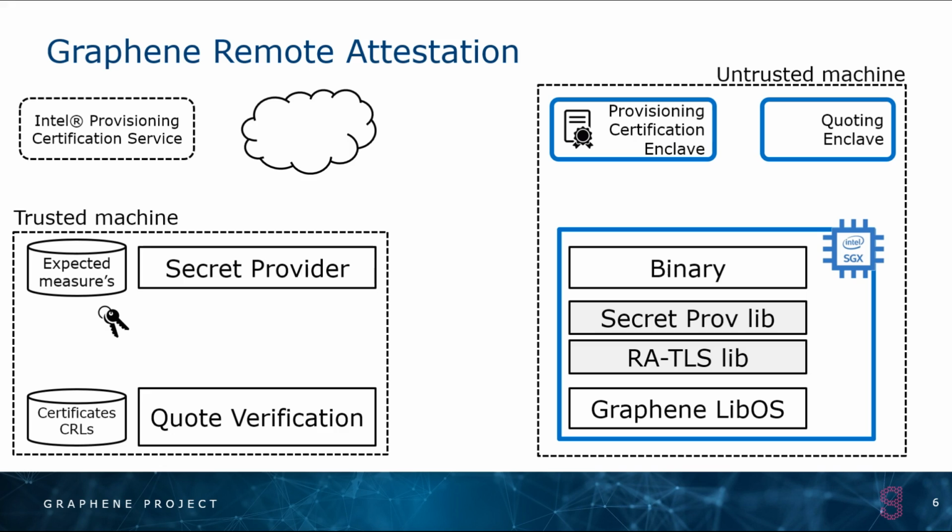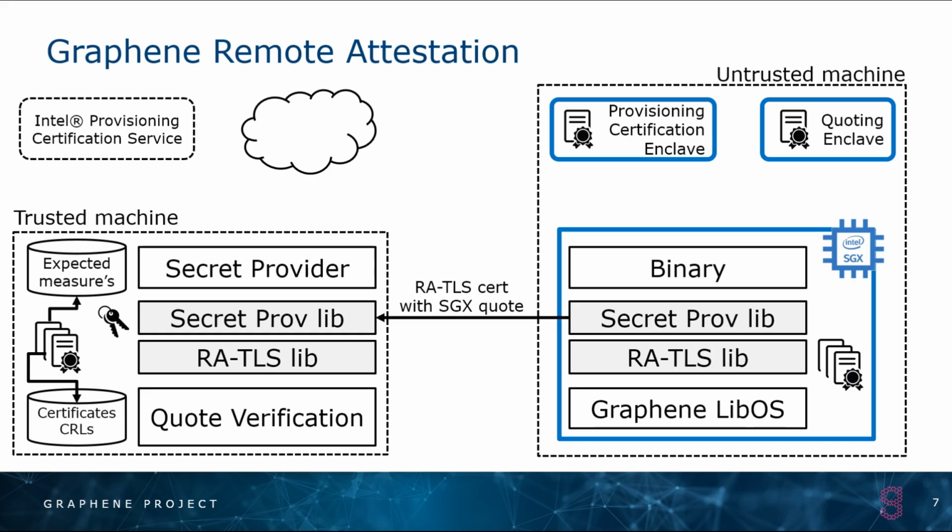Graphene contains two libraries that transparently add remote attestation to the application. The RA-TLS library augments normal SSL/TLS sessions with an SGX-specific handshake callback. The secret provisioning library builds on top of RA-TLS and runs before the application. So first, the secret provisioning library instructs RA-TLS to collect all SGX-related certificates and create a normal X509 certificate chain out of them. Then, the secret provisioning library establishes a secure TLS channel with the user's machine.